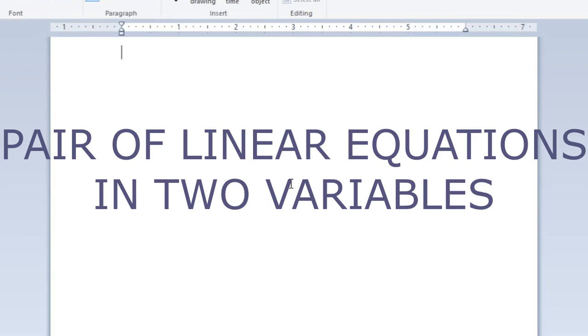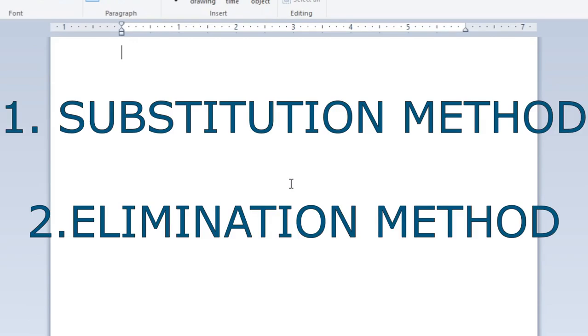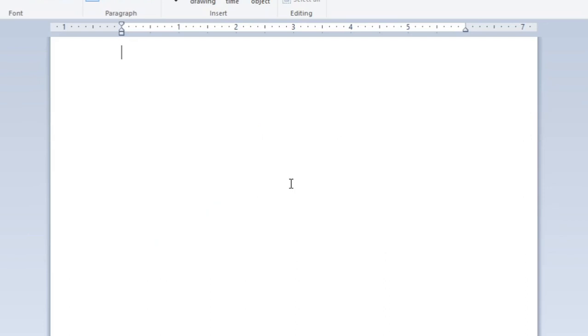Today I am here with you to explain pair of linear equations for 10th class students. In this chapter we have two methods to solve pair of linear equations. One is substitution method and another is elimination method. So now I would like to explain elimination method. By using elimination method, how we can get the values of x and y.